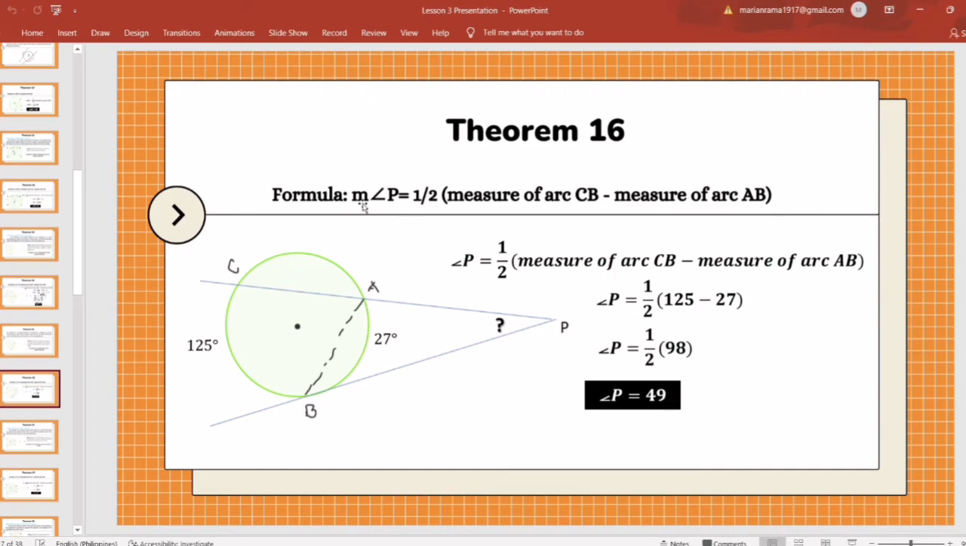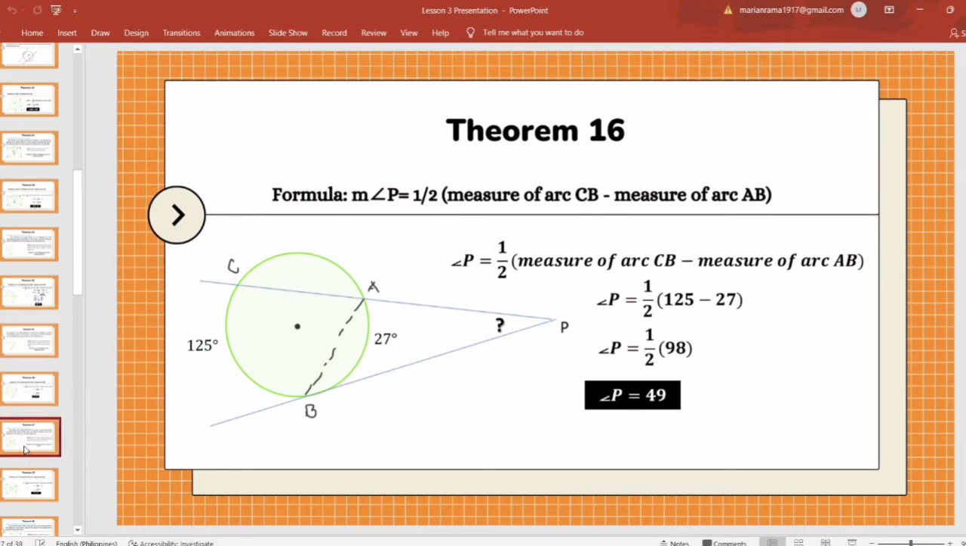So we have here, finding our angle P is equal to 1/2 times the measure of our arc CB minus the measure of our arc AB. Then we have to substitute its value: 1/2 times 125, which is our arc CB, minus 27, which is our arc AB. Then we have 1/2 times 98, then 49.